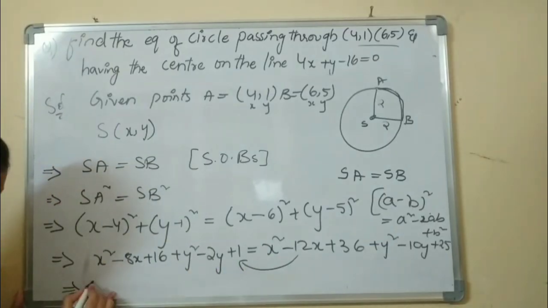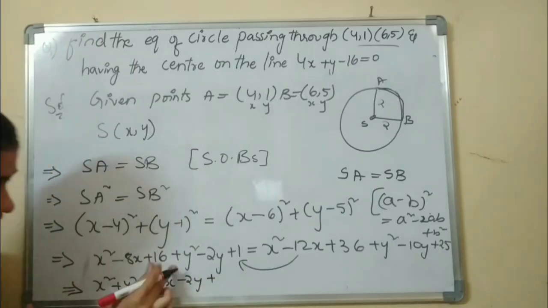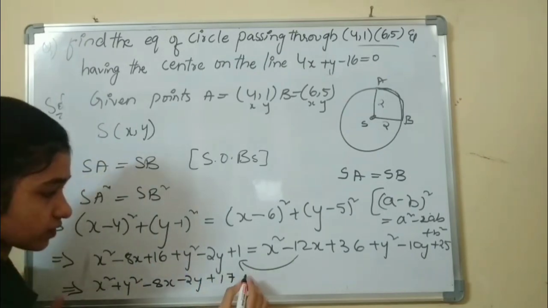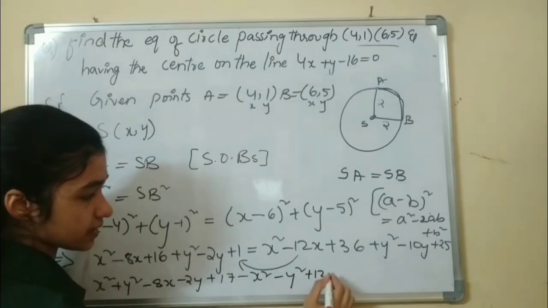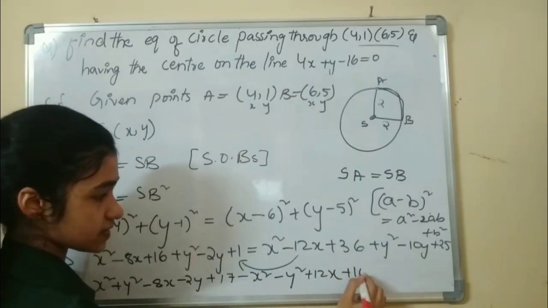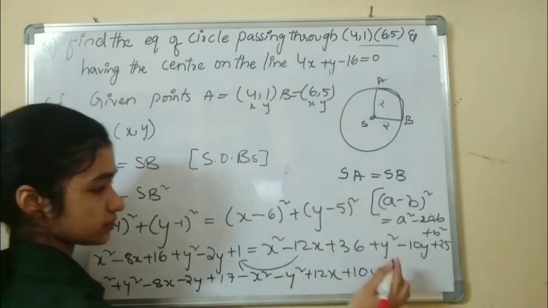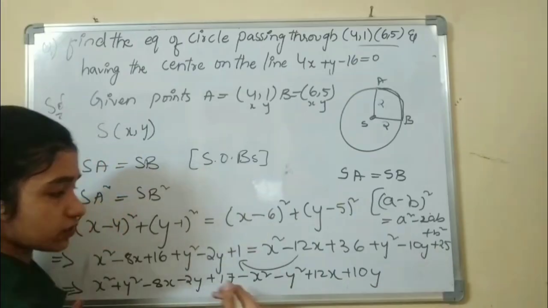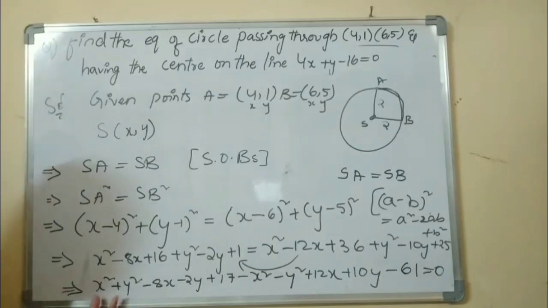First I'll write it in a proper manner: x square plus y square minus 8x minus 2y plus 16 plus 1 is 17. Next, minus x square minus y square plus 12x plus 10y, and 36 plus 25 is 61. Bringing it to this side, it will be negative, equals 0. Now we can cancel x square, y square and minus x square, minus y square here.